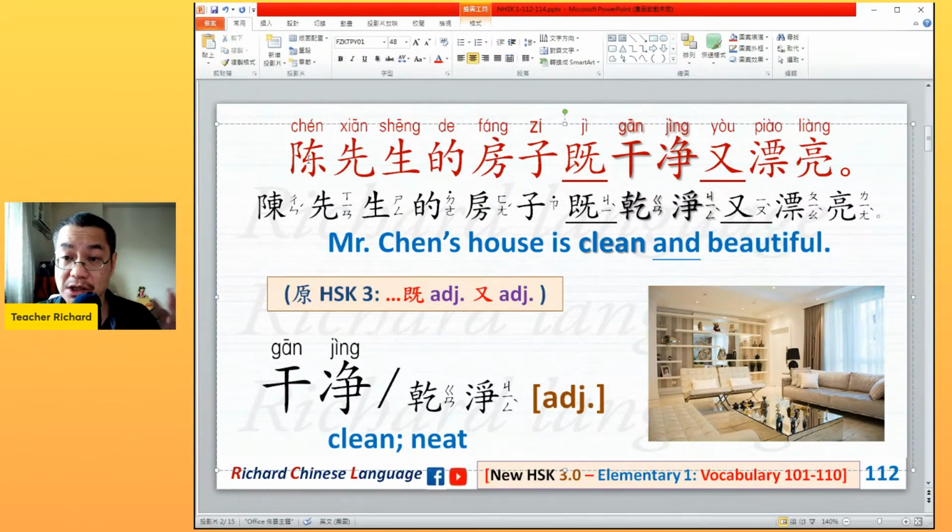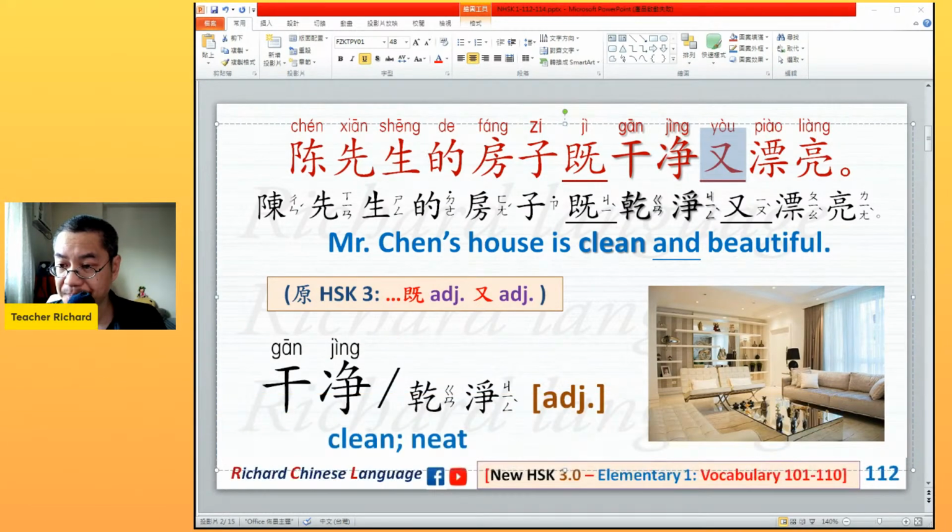So 陈先生的房子既干净又漂亮. It's both clean and beautiful. Both clean and beautiful. 既干净又漂亮. It's like both and, but the function of 既 and 又 is to link two adjectives.